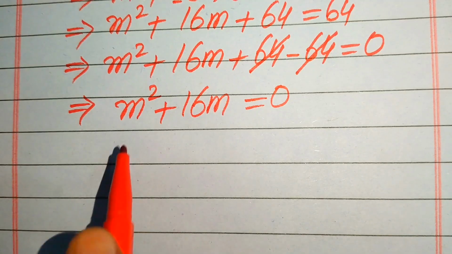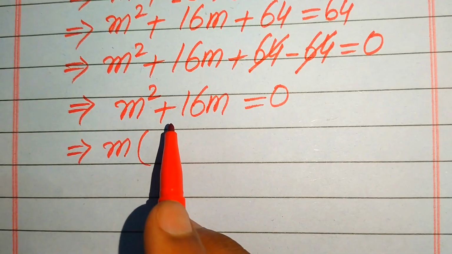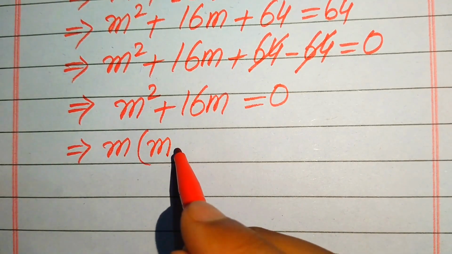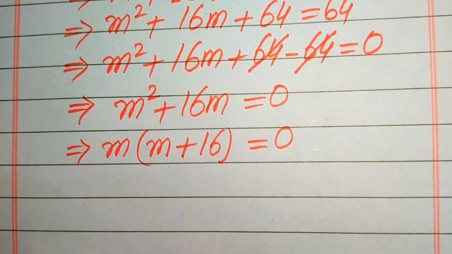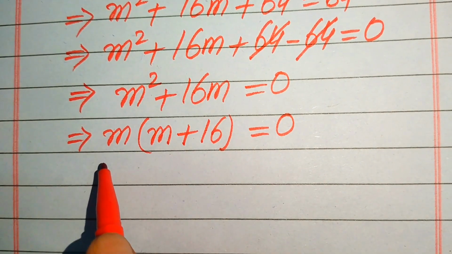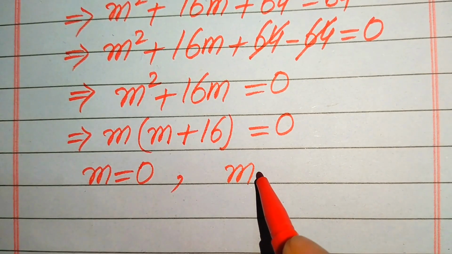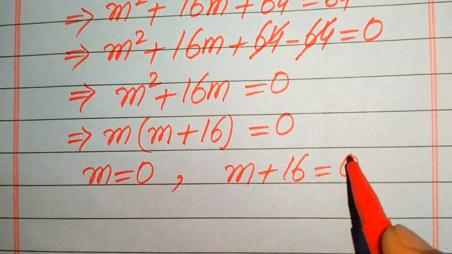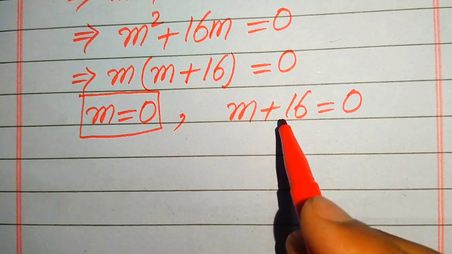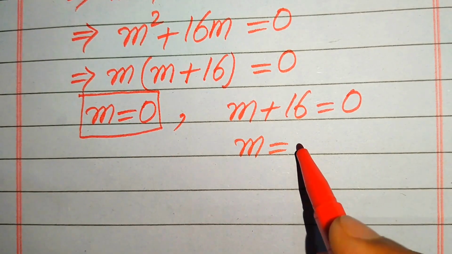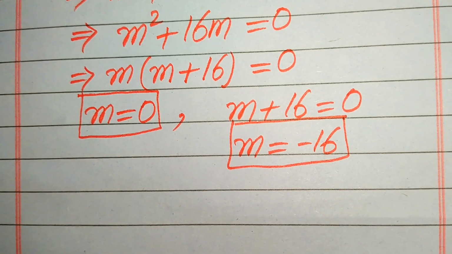In the next step you see both of these terms involve m, so we take m common from here, and the remaining values are m plus 16, and this whole equation equals 0. In the next step we divide this equation into two cases. The first case is m equals 0, and the second case is m plus 16 equals 0. This is the first root of the given equation, and from here we move plus 16 to the right hand side and we get m equals minus 16. So this is the second root of the given equation.